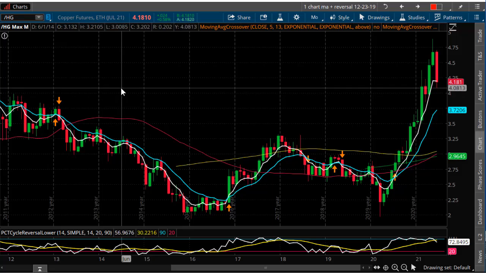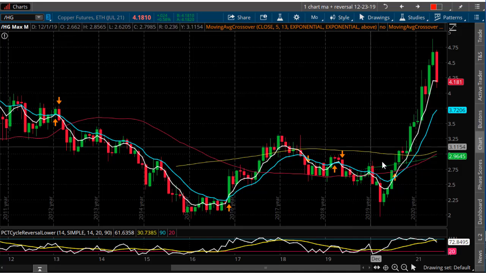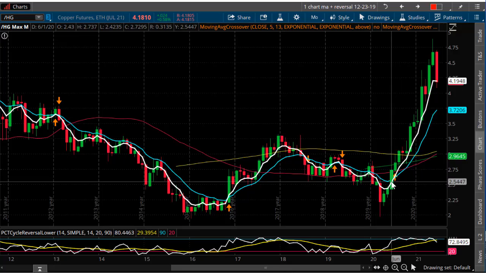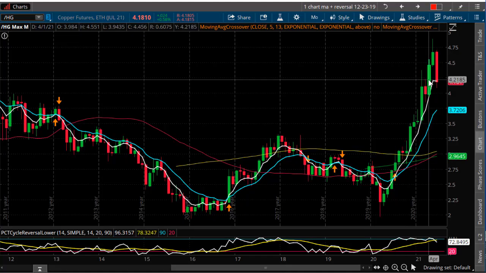Now here's another way to use it. This is back to a monthly or macro time frame. This is copper. So look at this massive trend shift right here. This happened on copper. Basically the cross came in June of 2020 right here, and then we've had that explosive move up. So that's on the monthly.